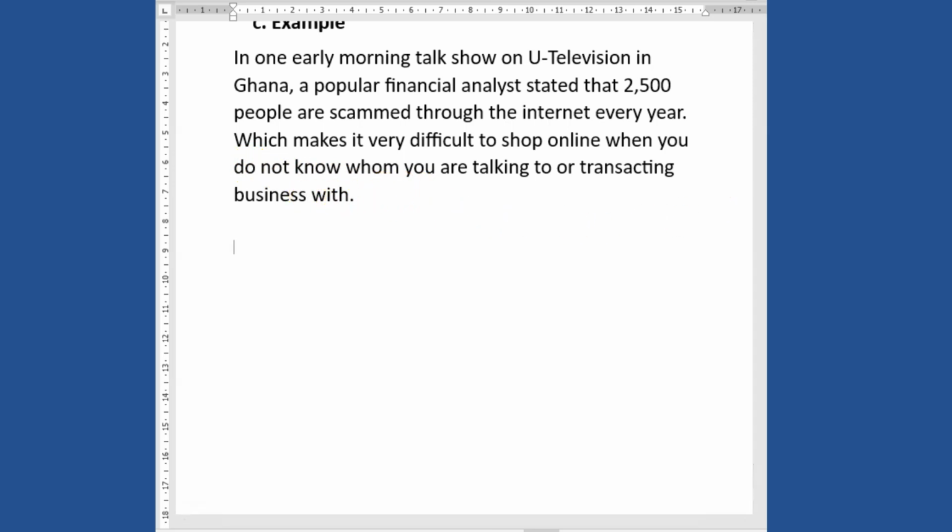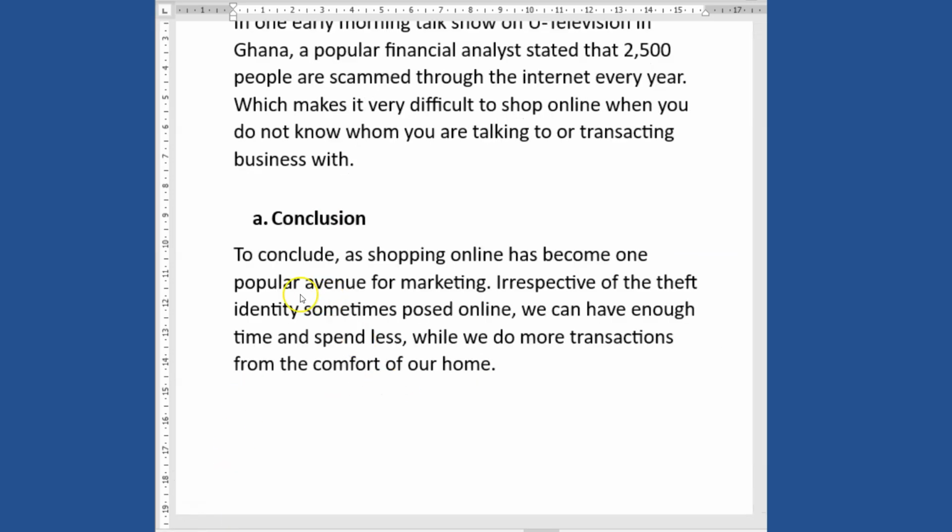So now we've given everything, we've talked about the advantage and disadvantage. Now let's go on to the conclusion. So we conclude by saying that, to conclude, as shopping online has become one popular avenue for marketing, irrespective of the identity theft sometimes posed online, we can have enough time and spend less while we do more transactions from the comfort of our home.